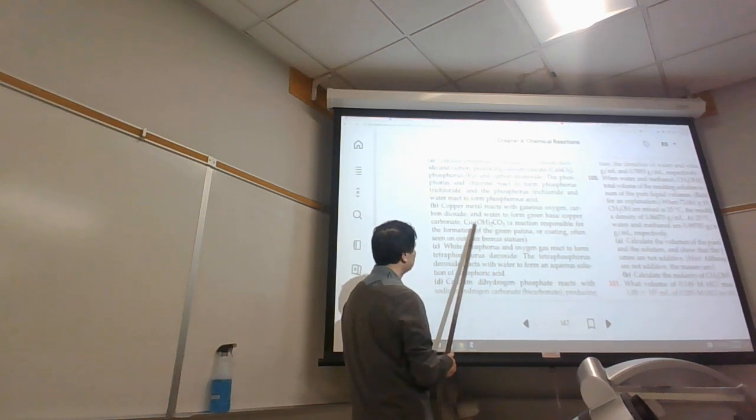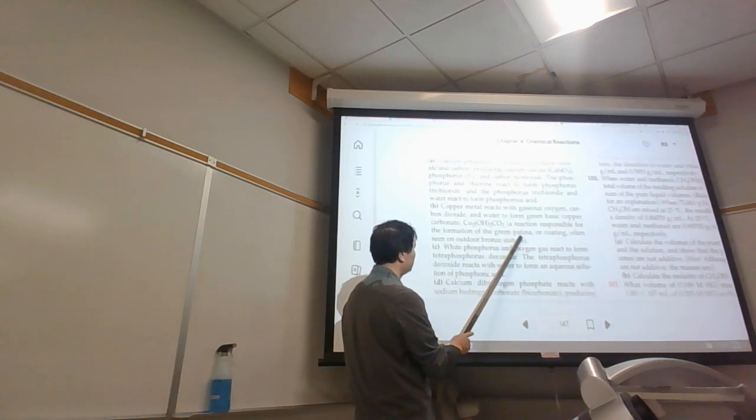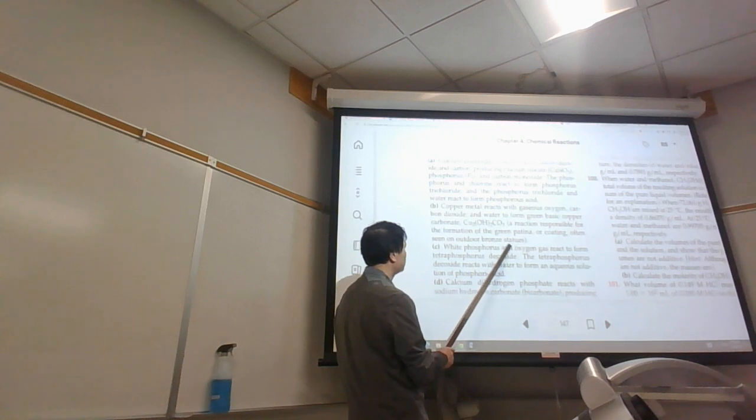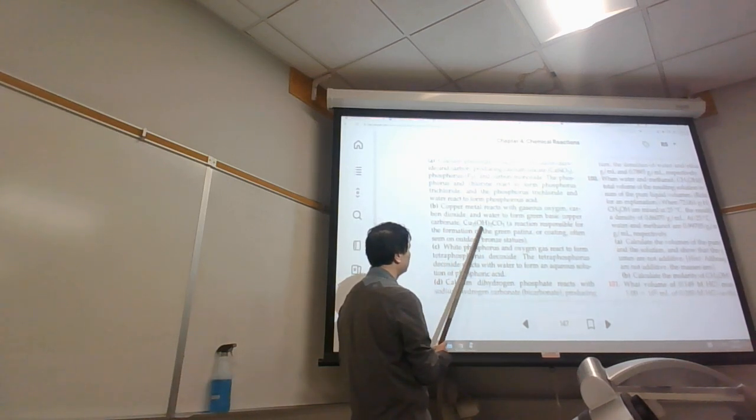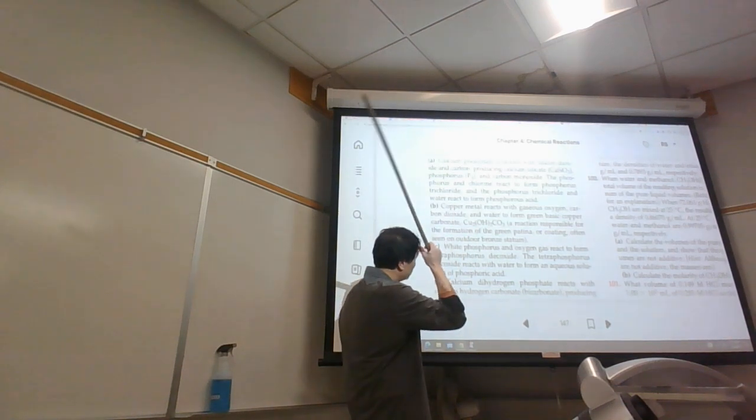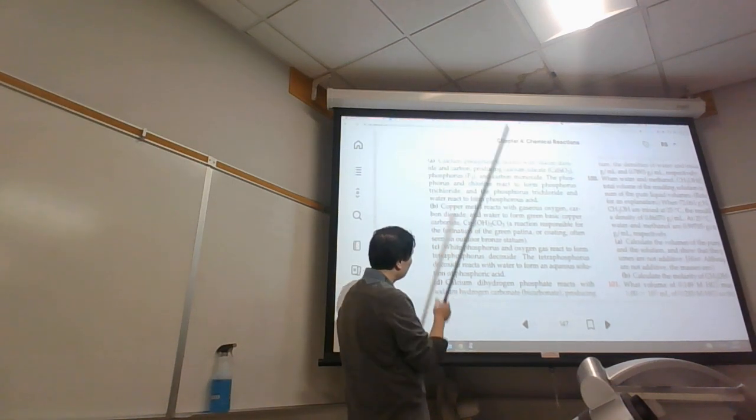A reaction responsible for the formation of the green patina or coating, often seen in outdoor bronze statues. So this is the green stuff. They call it basic copper carbonate. Copper 1 or copper 2?